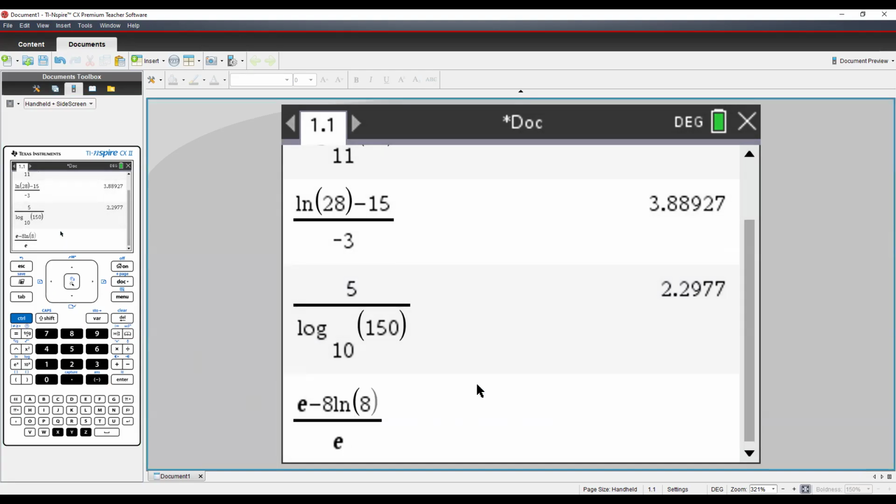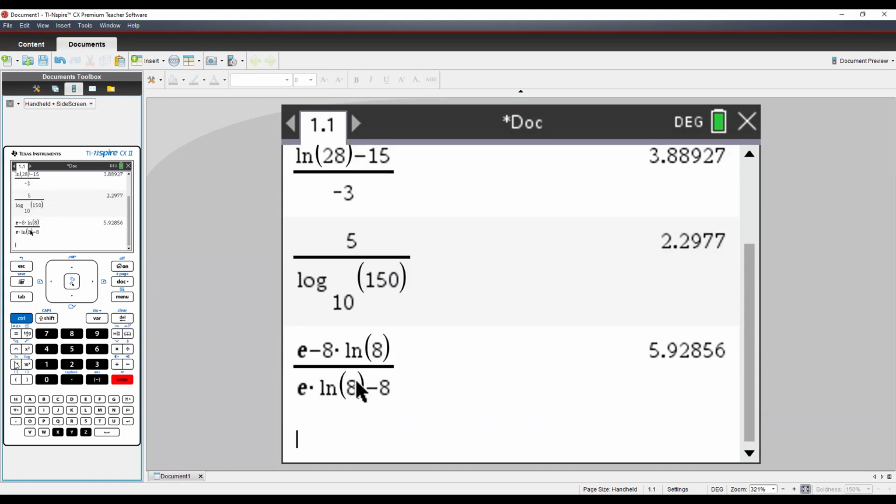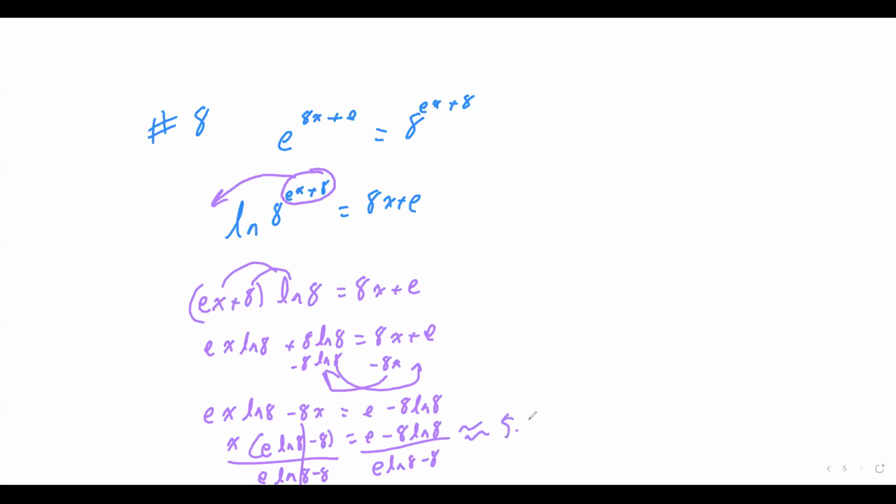So that will now be e to the natural log of 8 minus 8. There we go. And so that's the answer that we get there. Again, it's like 5.293 if we round. All right, so again, this would be 5.93. A little bit more challenging, but the goal is to get it to a point where when you have multiple x's, you get to just one singular x.